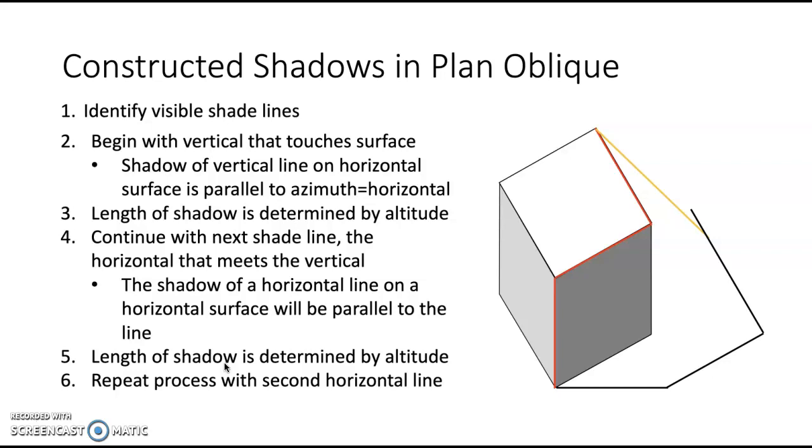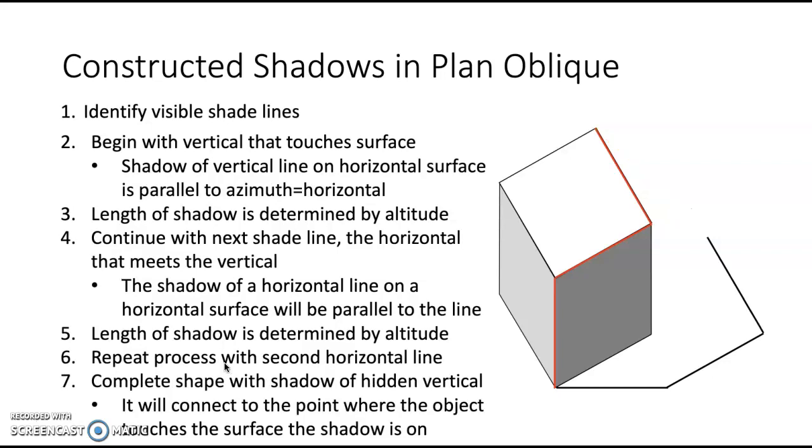The final line is going to be the shadow of a hidden edge. That will be the vertical line where it returns to the bottom. That line we know is again going to be horizontal because it is a vertical line. And if we complete the hidden form of the object, we should see that it meets pretty closely to the bottom of that line. Because this is a graphic solution, it may not meet exactly.